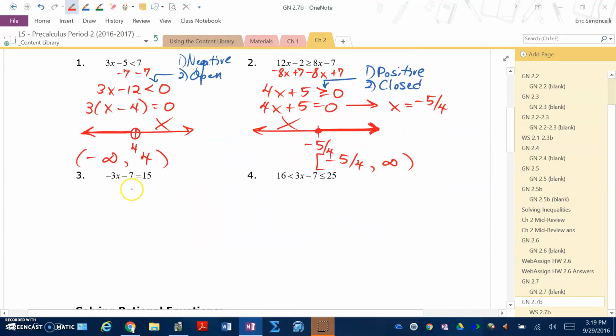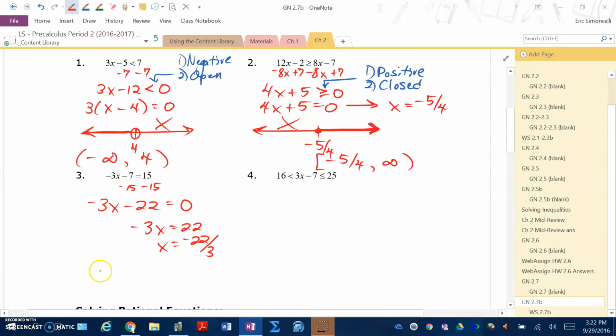In this instance, this is not an inequality, so I'll just take a look at, again, using the boundary algorithm, subtracting 15 from both sides. Now this is going to be a little bit different. Negative 3x minus 22 equals 0. And then from here I'll say negative 3x equals 22, x equals negative 22 thirds.